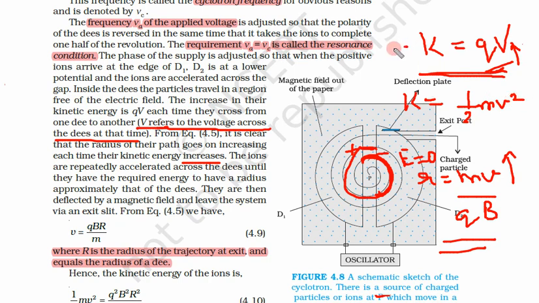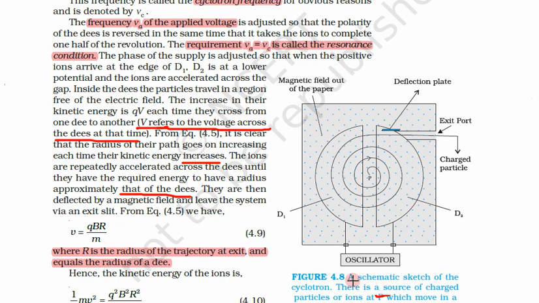So kinetic energy is increasing, that means velocity is increasing. If velocity is increasing, radius is increasing. So it is clear that the radius of their path goes on increasing each time their kinetic energy increases. The ions are repeatedly accelerated through the Ds until they have the required energy to have a radius approximately that of the Ds. So at last their radius becomes equal to the radius of the D. Then they exit from this cyclotron machine.